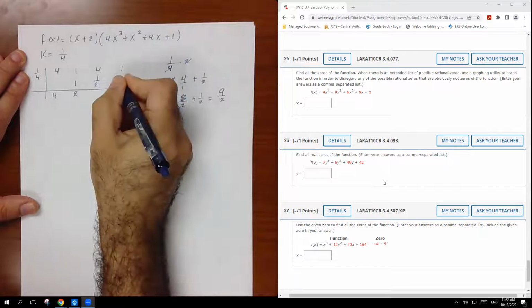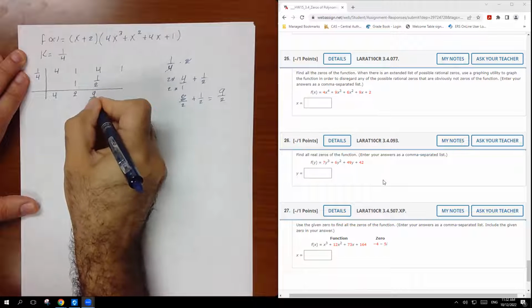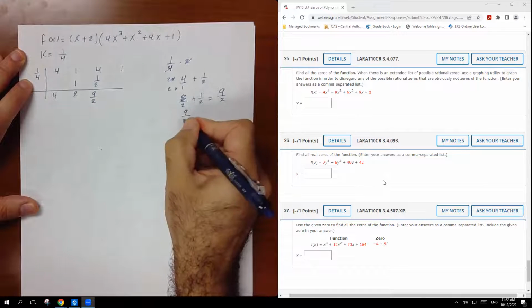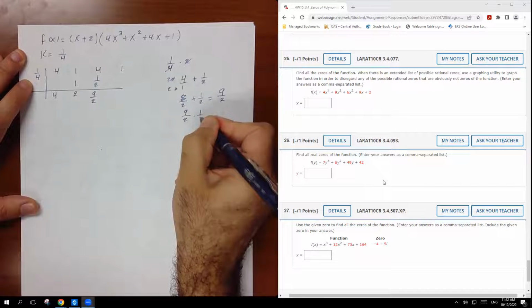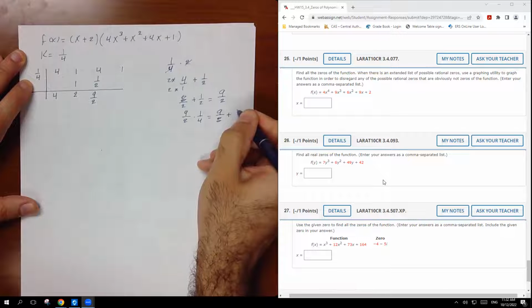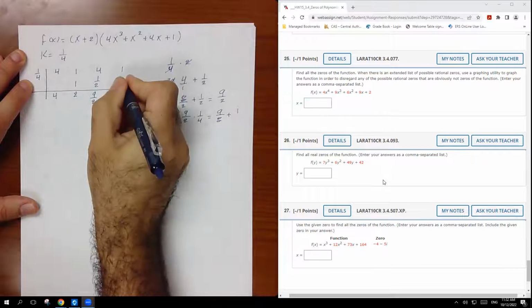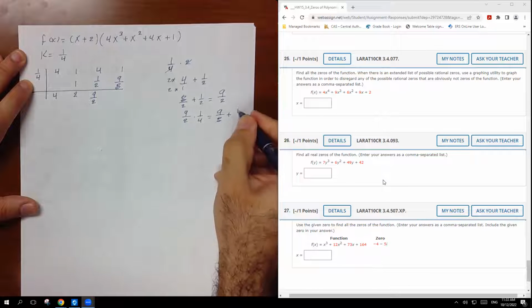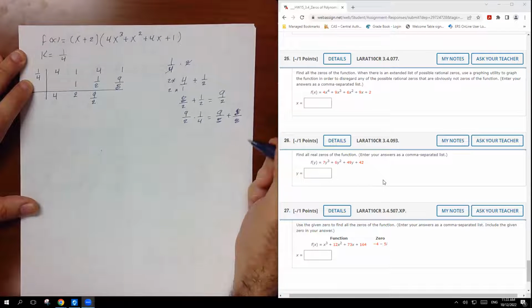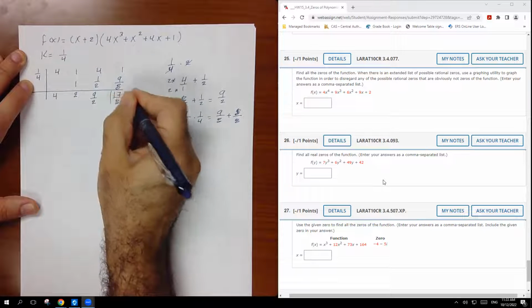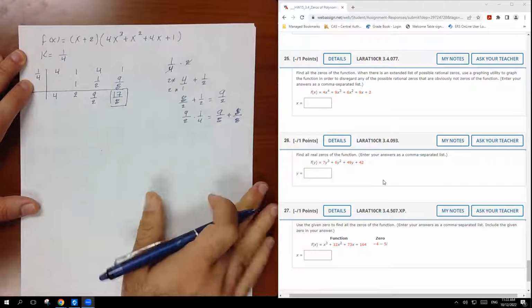So it's going to be 9/2. Now 1/4 times 9/2, so it's going to be 9/8. Add to the 1, that means this one is going to be 8/8. So it's going to be 17/8, which is not equal to 0. So I'm not going to use this one.